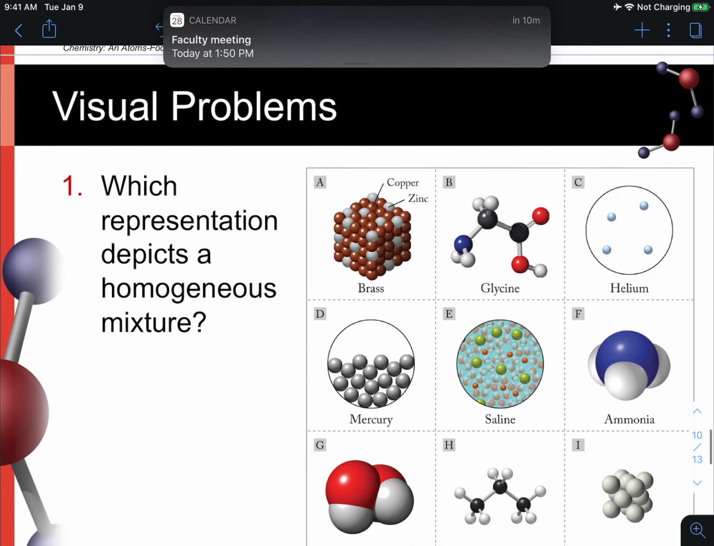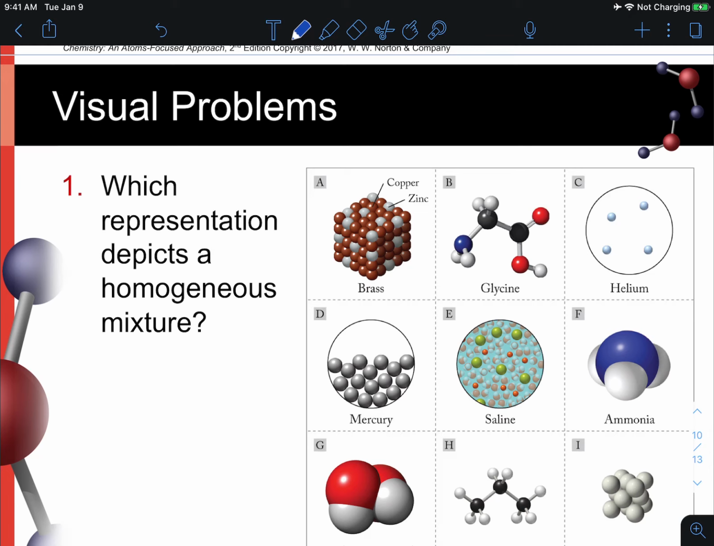And then last, we finished up with some visual problems. We've got a faculty meeting coming up here. Homogeneous mixture. This would be saline and brass. Mixture can be solid, liquid, gas. That is somewhat homogeneous. Now, people on a microscopic level might not call that homogeneous, but usually when you talk about homogeneous, heterogeneous, we're talking about a bulk property of a mixture, not on a microscopic level, because even this on a microscopic level doesn't look homogeneous.